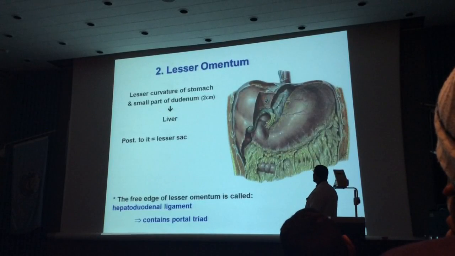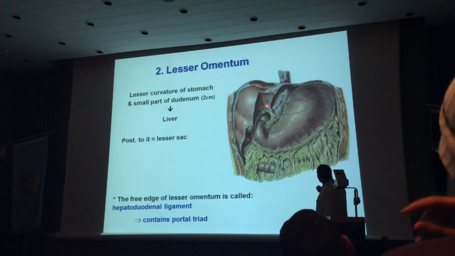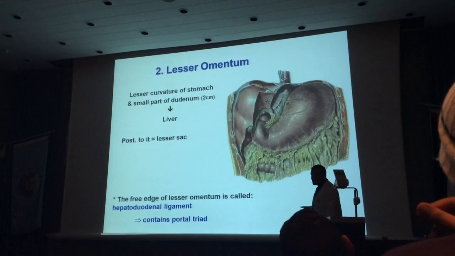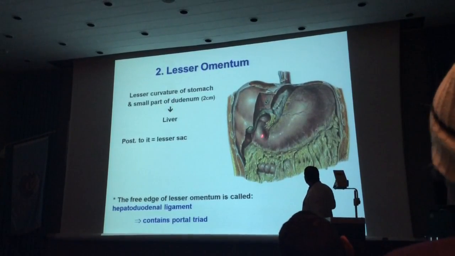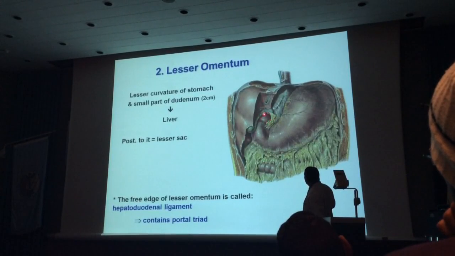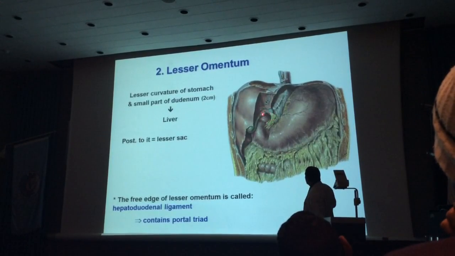Okay? And this is very important now about the lesser omentum, the free margin of the lesser omentum, which we called the hepatoduodenal ligament. Okay? Or the free margin of the lesser omentum. Because if you look carefully, it's forming a border for this opening. What is this opening? Winslow opening.